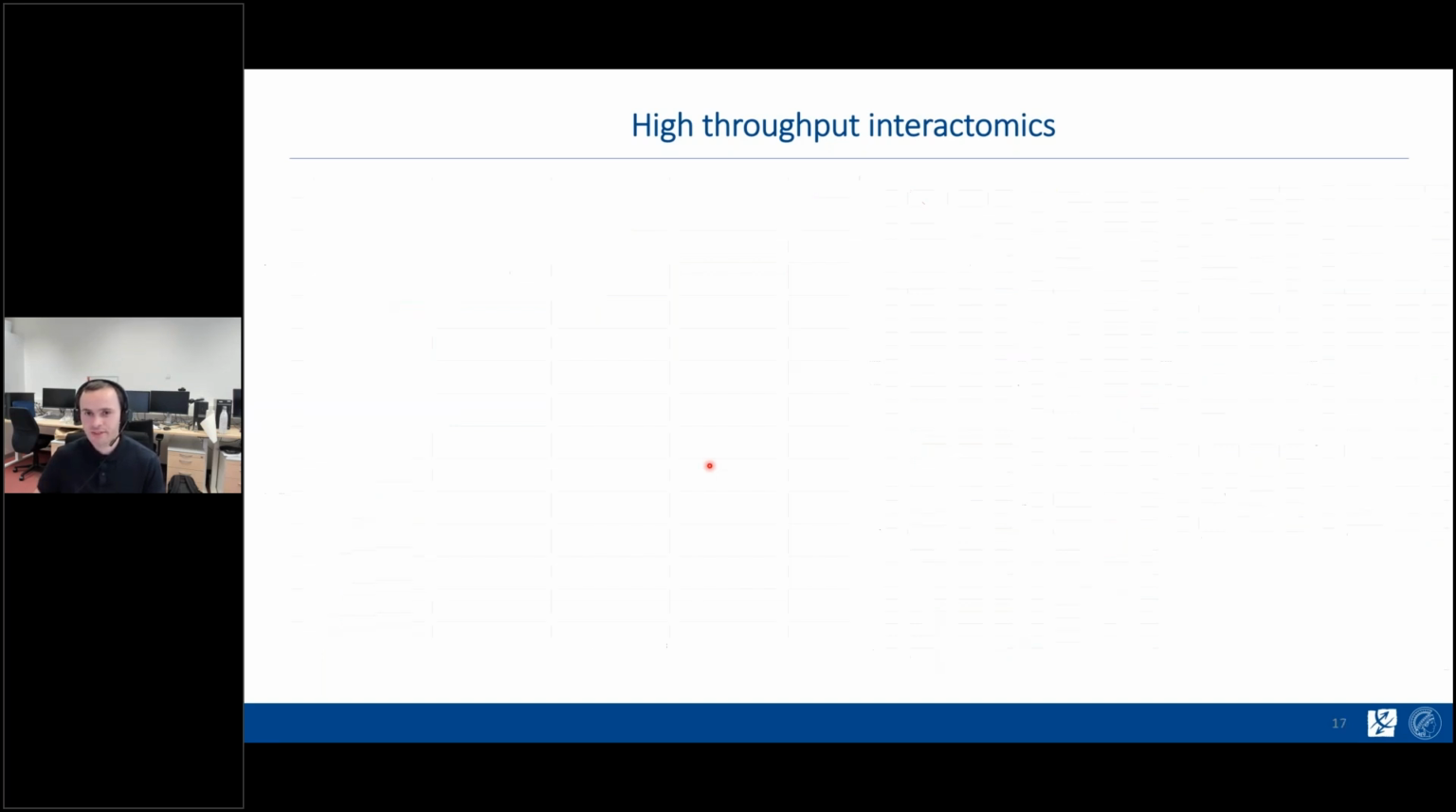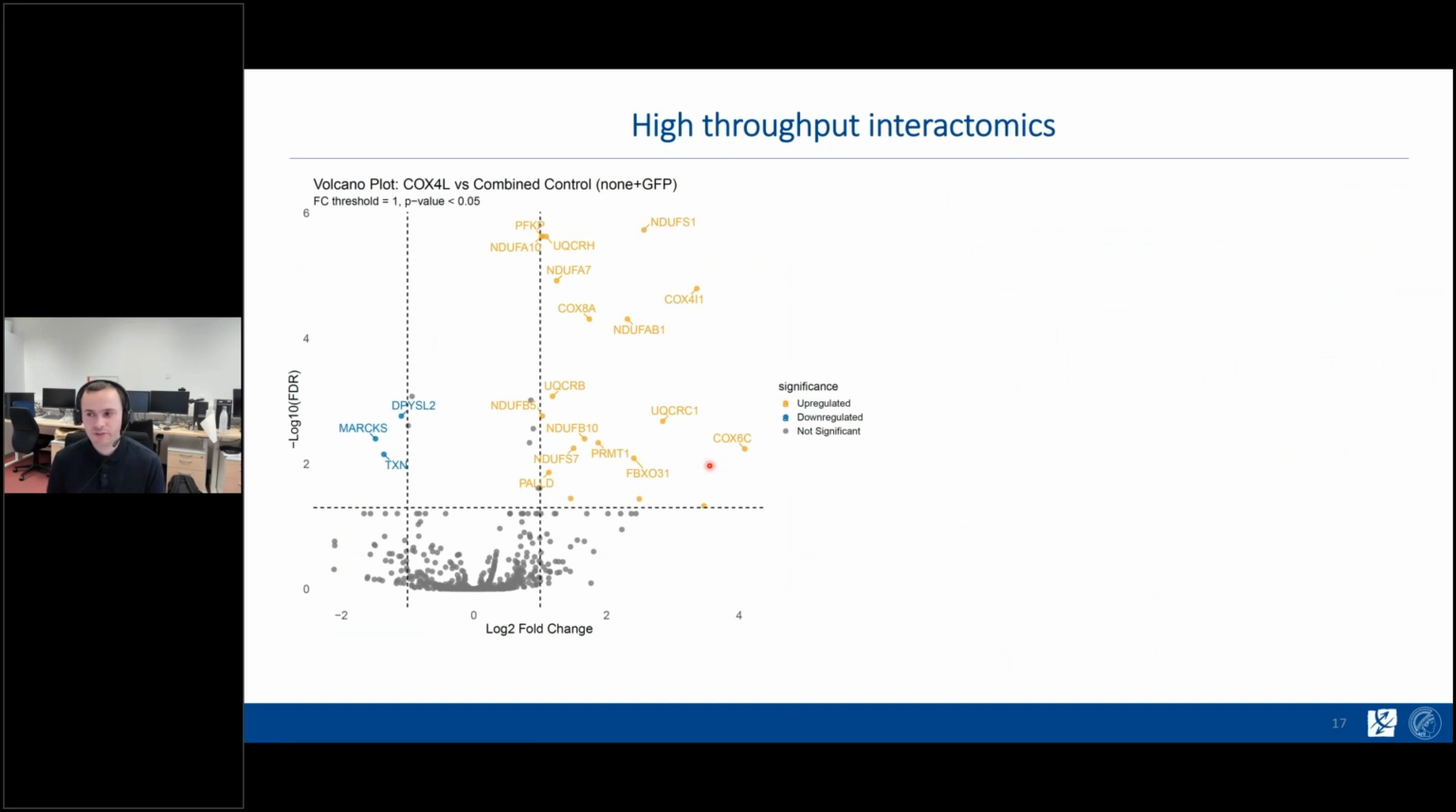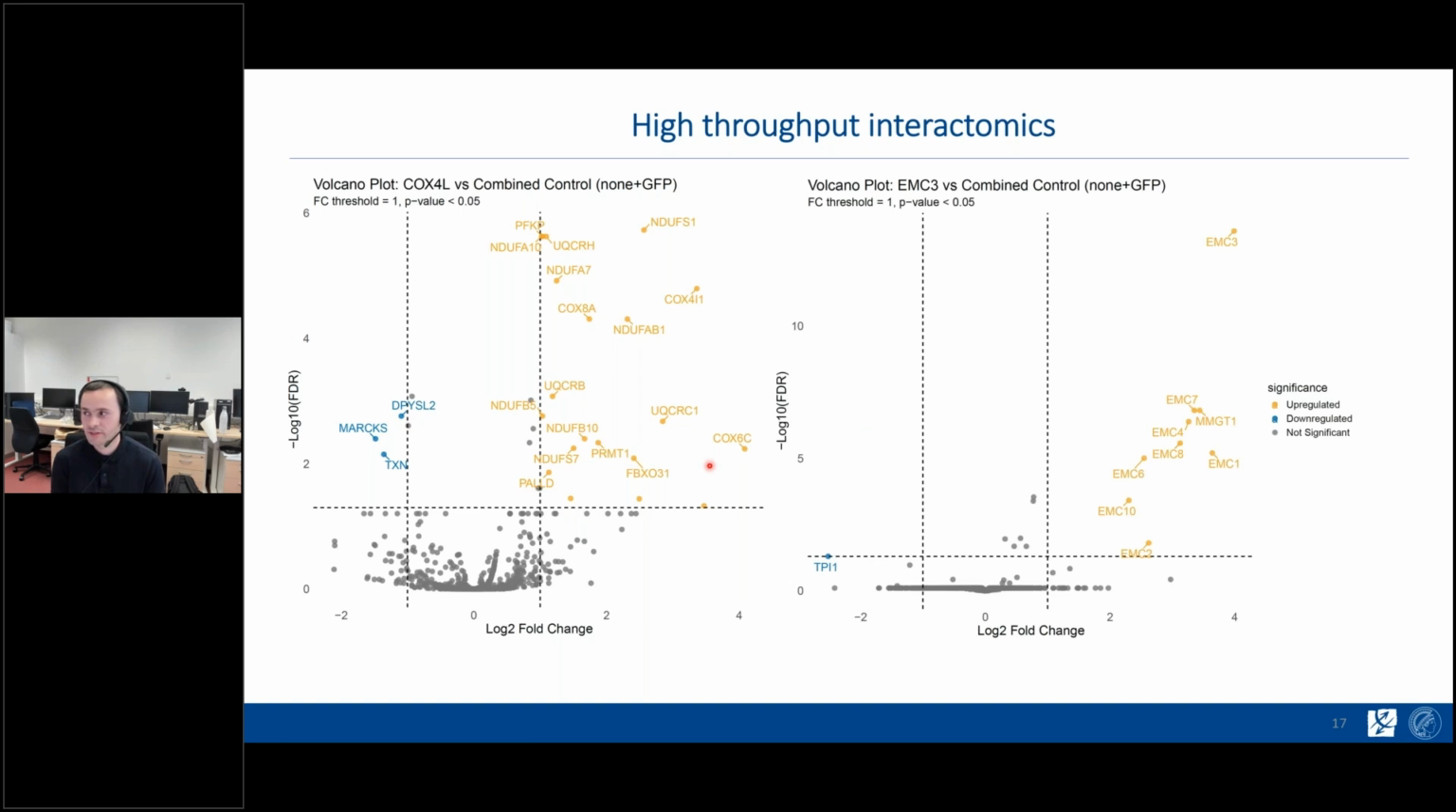And I also have two examples here with two volcano plots, one for COX4L and the other one for EMC3. And you can see very nicely that even for weak binders with a small fold change, they are still identified with a very good FDR. So even weak binders can be preserved at these very short gradients.